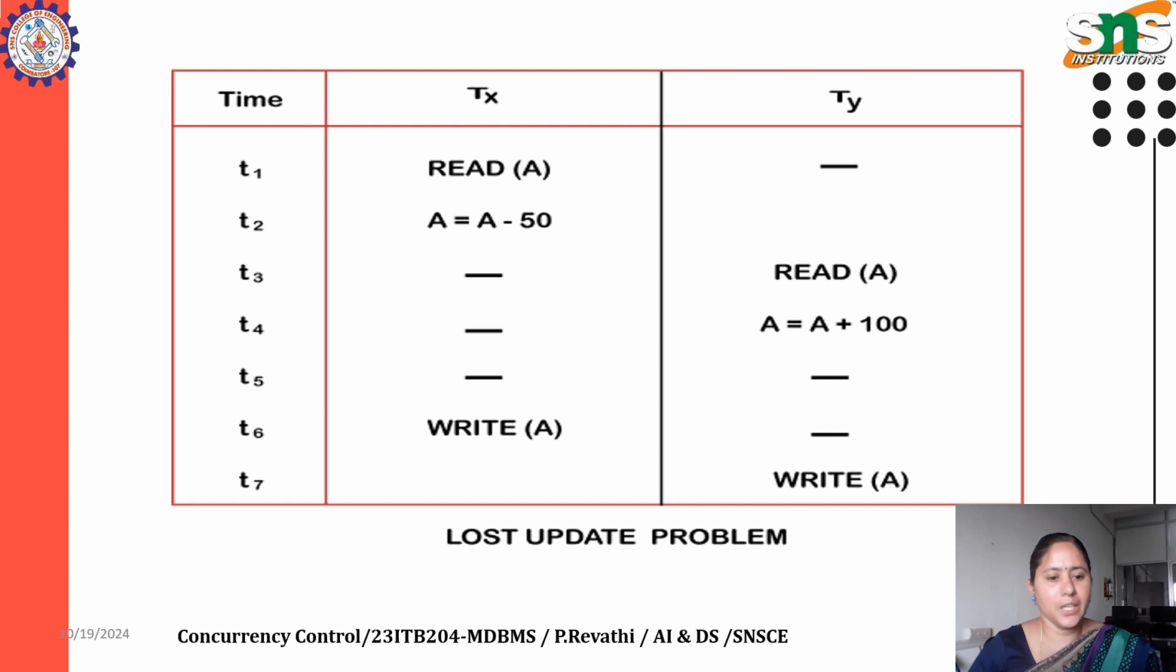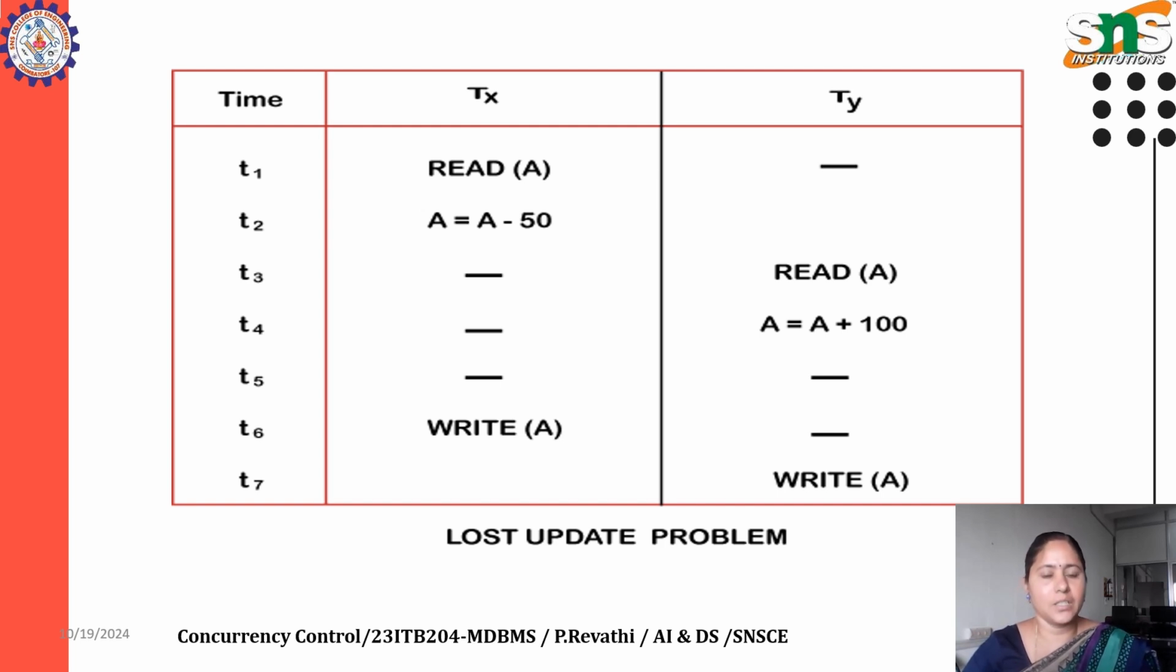At time T4, transaction Ty adds 100 rupees to the account A. Now it already has 300, so 300 plus 100. Now the A account has a balance of 400. At the time of T5, nothing happens in Tx and Ty transactions.